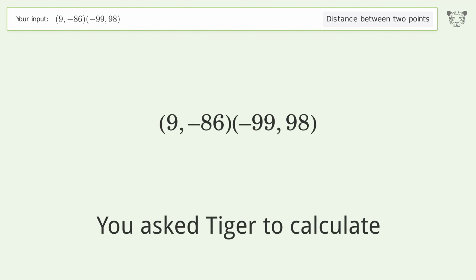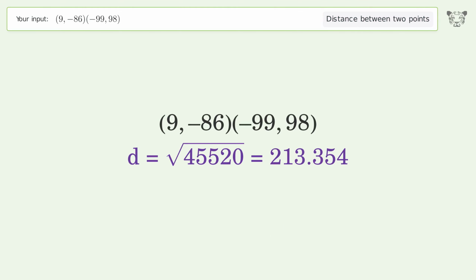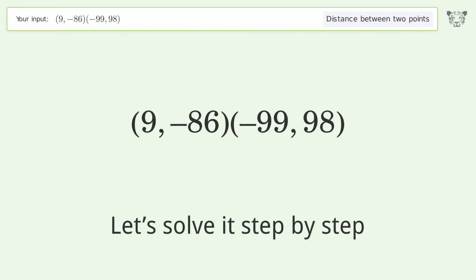You ask Tiger to calculate. This deals with the distance between 2 points. The distance between the 2 points is the square root of 45,520, or 213.354. Let's solve it step by step.